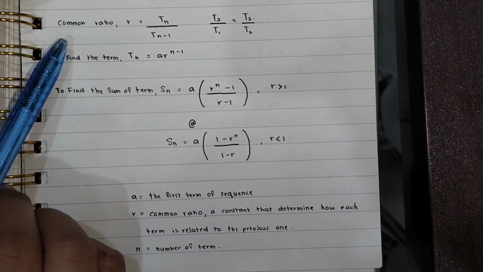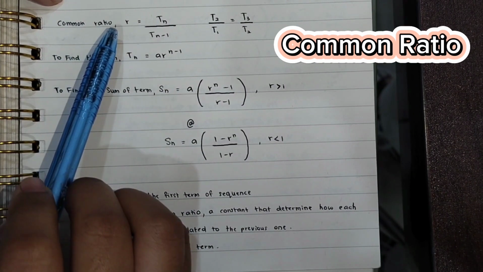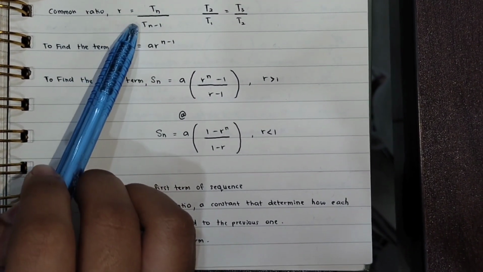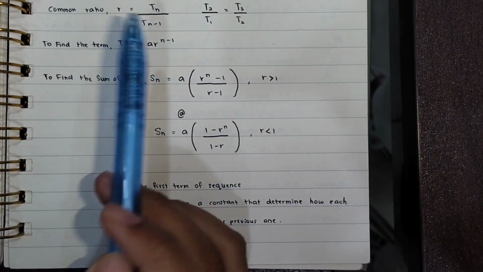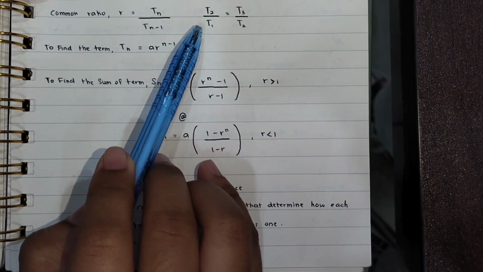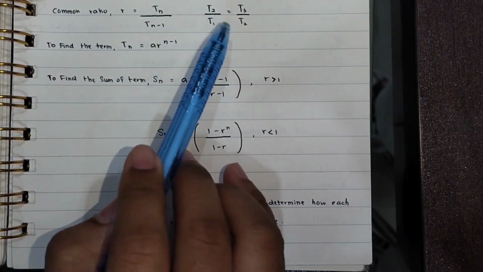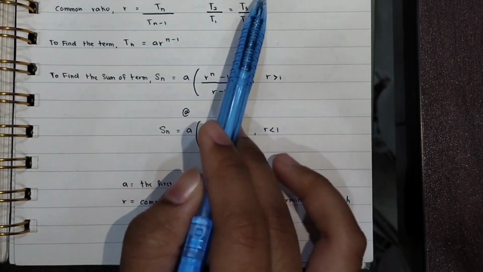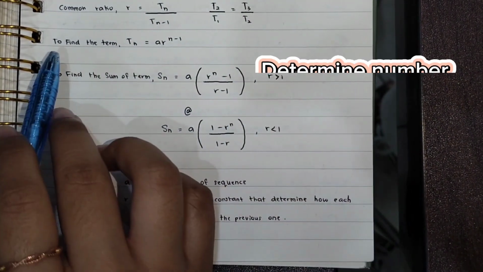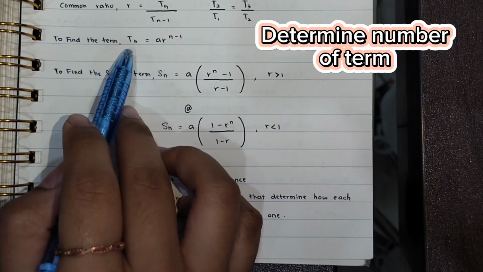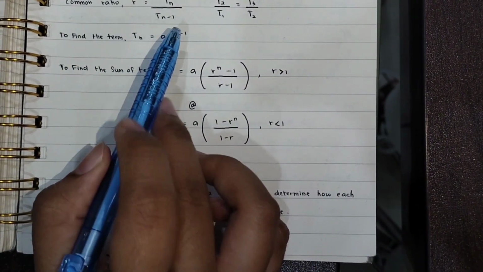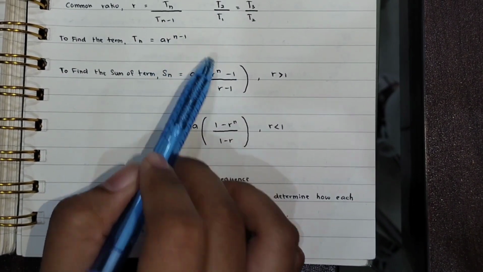I'll start with the common ratio, also known as r, where r equals Tn divided by Tn minus 1. It could also be the second term divided by the first term. It has to be the exact same amount as the third term divided by the second term. The second formula is how we find the term, which is Tn equals a times r to the power of n minus 1.